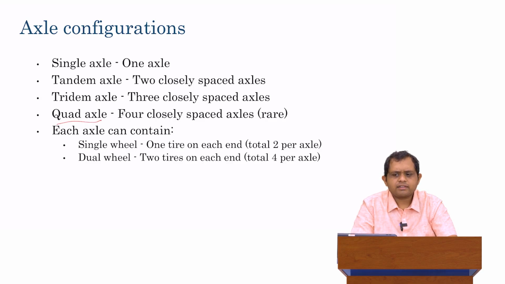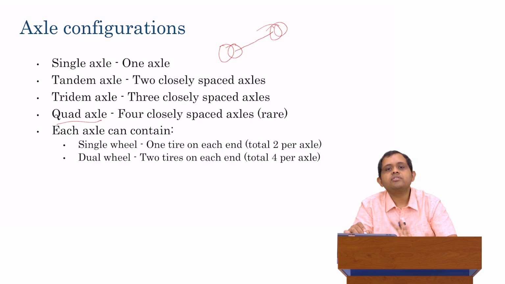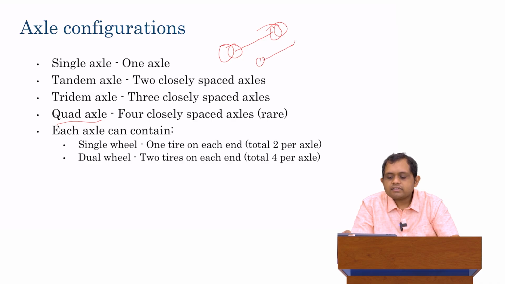These are very rare, quad axles. An axle, of course, as I previously defined, is a tire, the shaft, and another tire. There might be 2 tires on this side, so it could be a single tire, a single wheel axle, or it could be a dual wheel axle. So both options exist. So here is one axle. We could have along with that another axle over here.